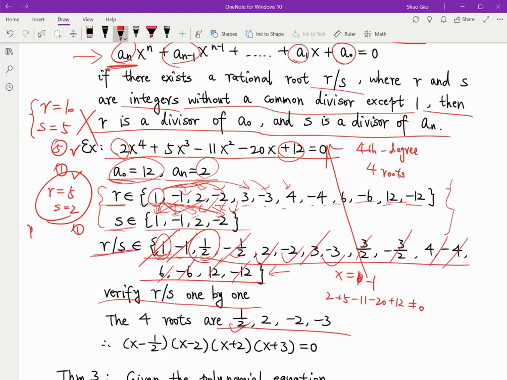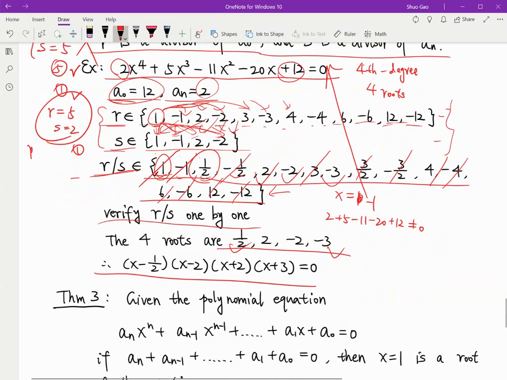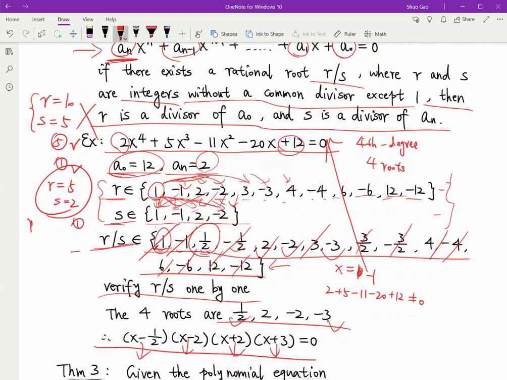Right, so what we're going to do is first find all the r, all the s, and all the r over s, and then plug all the r over s into this equation, and then finally we can find exactly how many roots there are. In this example, there are 4 roots. And so by factorization, we know that the equation can be rewritten like this. So there are 4 roots here. So this is a more general way that we can solve for the roots of a higher order degree polynomial function.